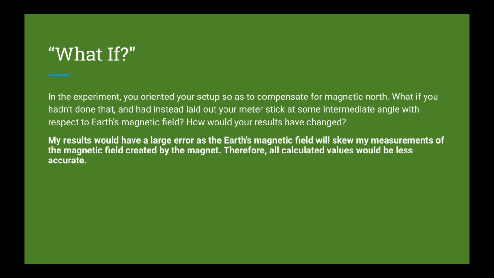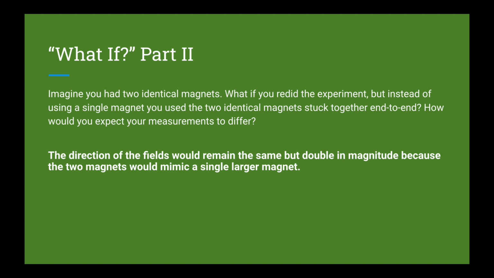What if? If we had oriented our setup so as to not compensate for magnetic north, my results would have had a large error, as the Earth's magnetic field would skew my measurements of the magnetic field created by the magnet. Therefore, all calculated values would be less accurate.